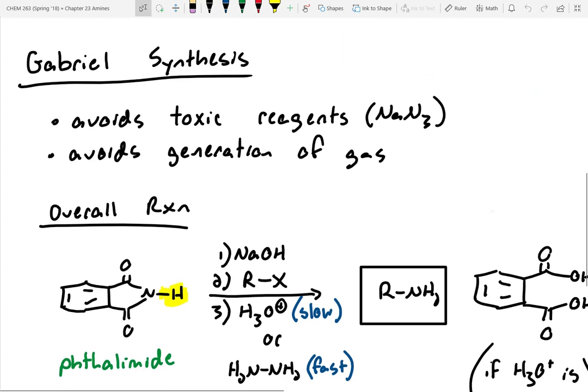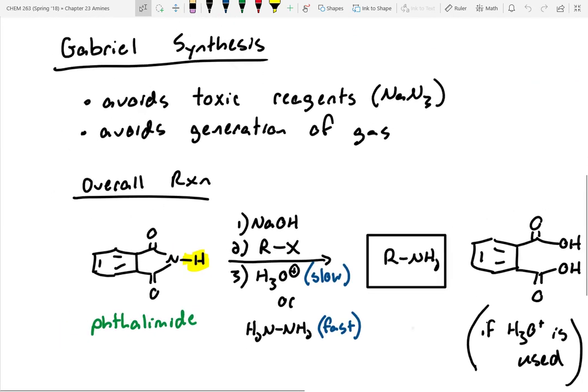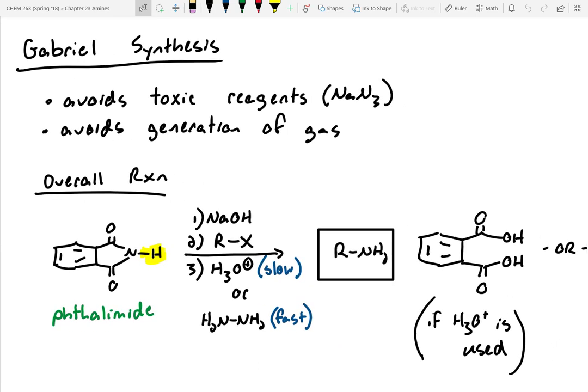The Gabriel synthesis is a lot better in terms of toxicity. It avoids the generation of gas, meaning you don't have to worry about pressure buildup. But what's one potential downside to the Gabriel synthesis? Think about something I normally ask you to calculate for your lab reports. Atom economy. Look at the atom economy here. It's pretty crummy. So it's not the best reaction in terms of atom economy, but sometimes it's a little bit of give and take. As a chemist, you have to choose something that won't kill you, but you want to try to make it as green as possible.